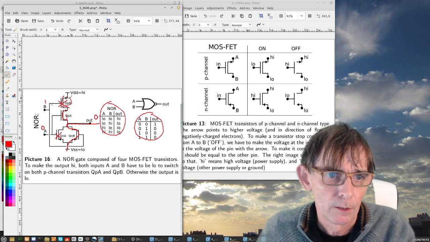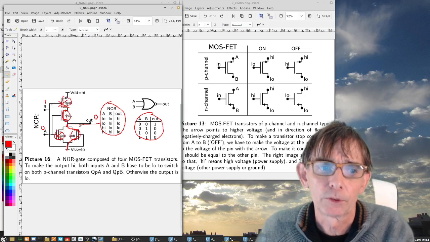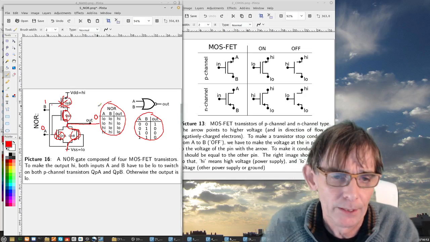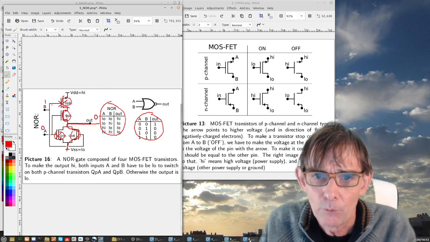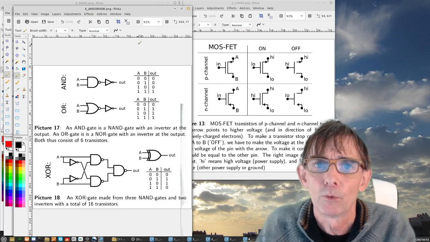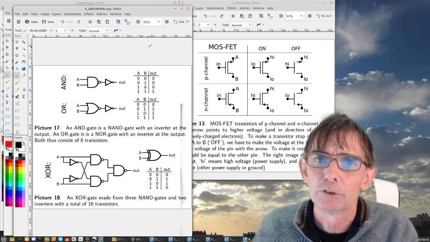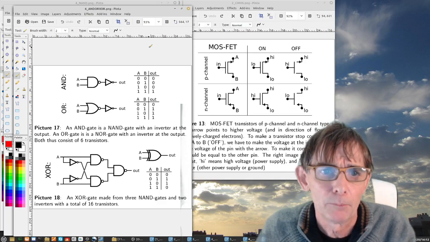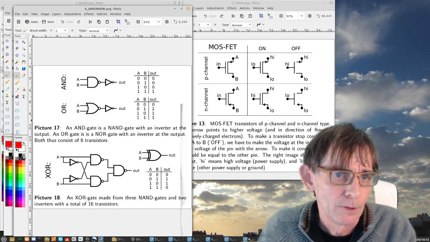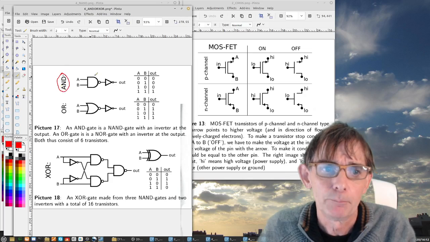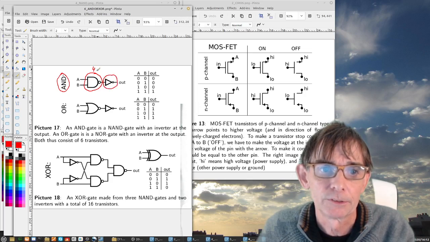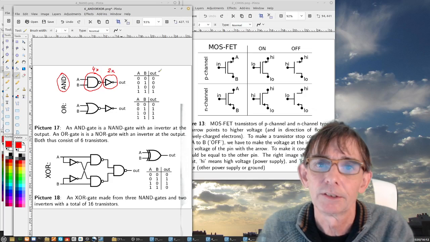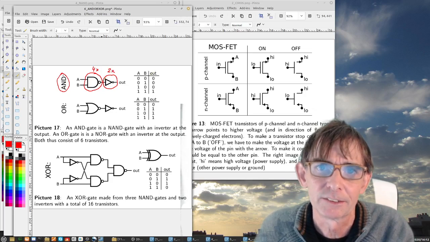So as you can see, 1, 2, 3, 4 transistors for the NOR gate, which we already had 4 transistors also for the NAND gate. Now then, how do we make AND and OR gates? That is funny, because you would expect them to be simpler, but in fact they are more complicated. What do we have? An AND gate is simply a NAND gate, that is this symbol, plus an inverter at the end. So that is 4 transistors here and 2 transistors here, that is 6. An AND gate has 6 transistors.